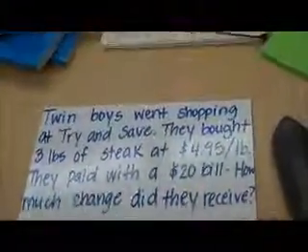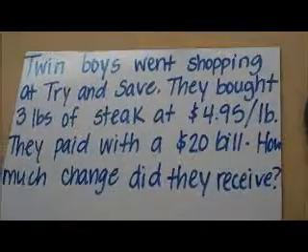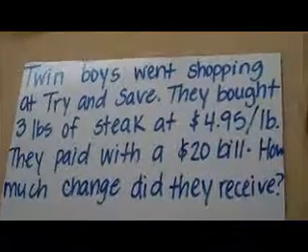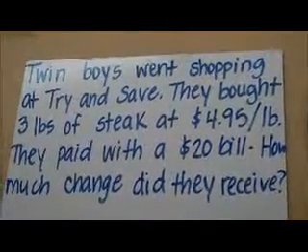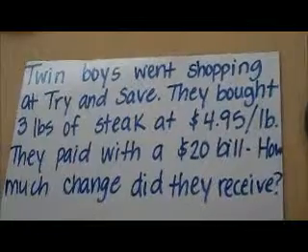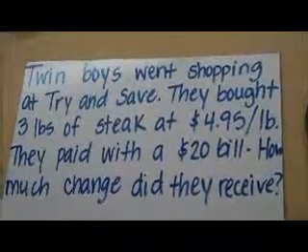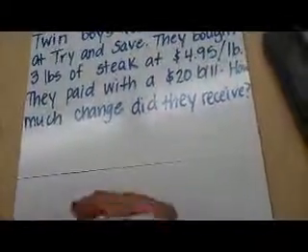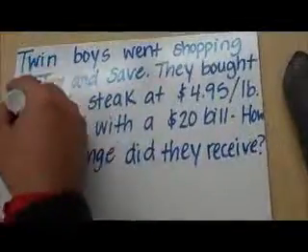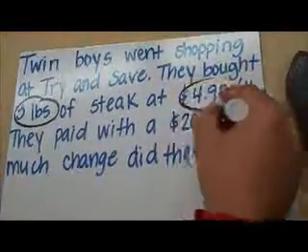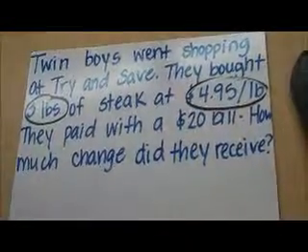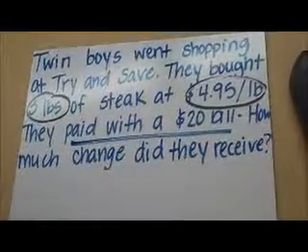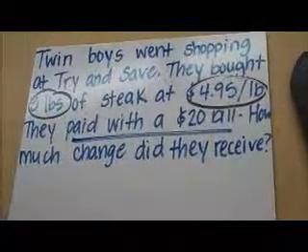Now, our last question. This one's a doozy. It reads, twin boys went shopping at Try and Save. They bought 3 pounds of steak at $4.95 a pound. They paid with a $20 bill. So how much change did they receive? There's a lot of things happening in this one again, but I see that you've got 3 pounds of steak and it is $4.95 a pound. I see something else about paying with a $20 bill. So there's a lot of decimals at play.